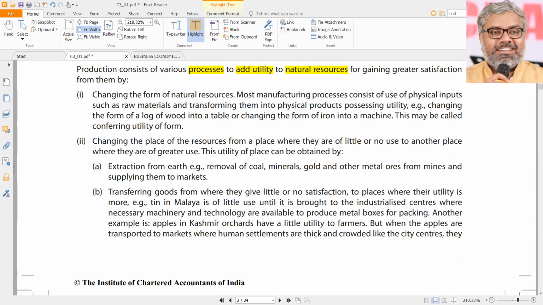Once again, don't mix this utility with the consumer's theory of utility. Words are same, we are using in a different context. I understand it is difficult sometimes to identify different words, same word actually in different context. But that is what it is. That is what we have to do.